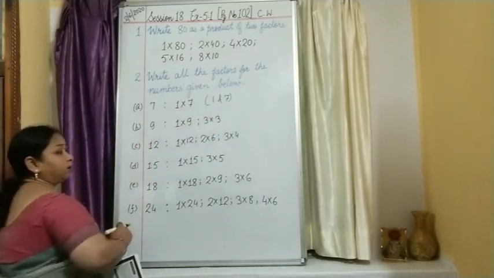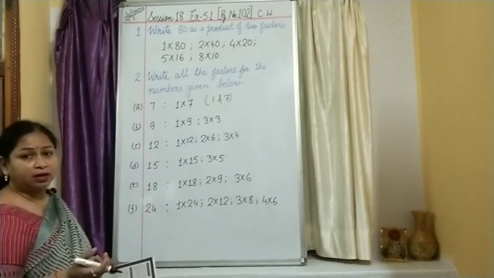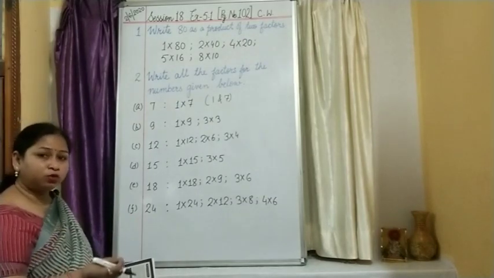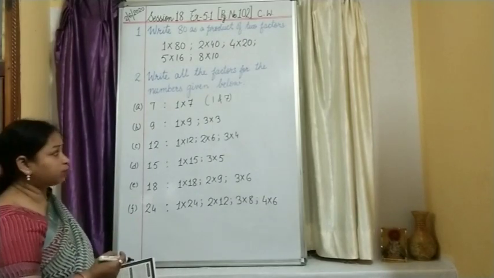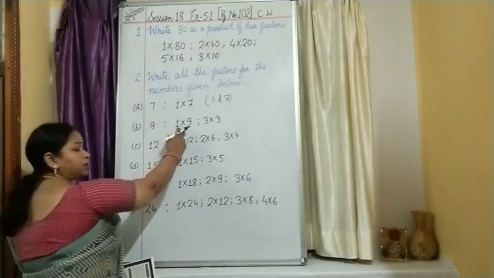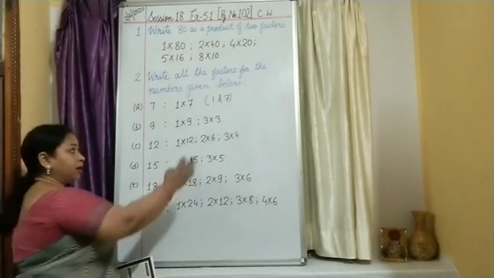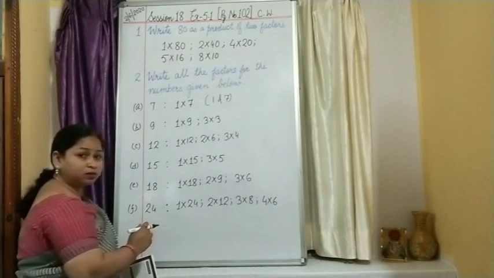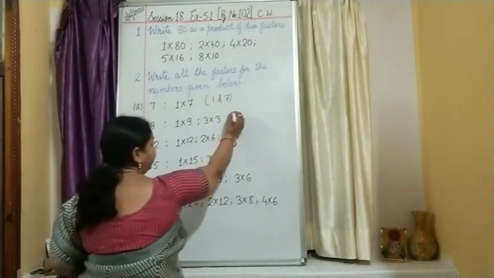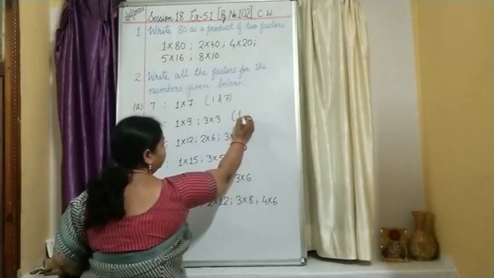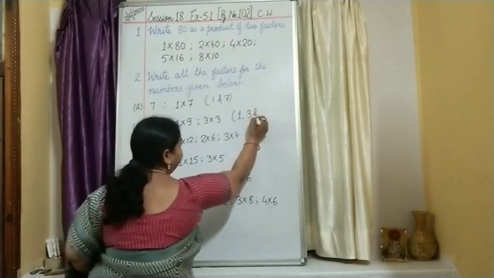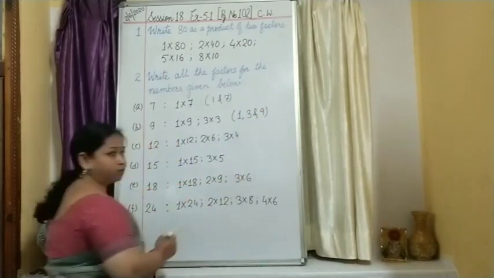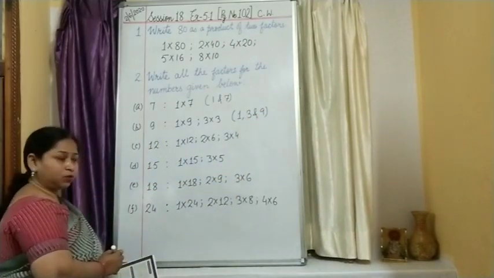Now 9, so when do you get 9? Which number are you supposed to multiply so that you get 9 as a product? 1 multiplied by 9 is 9, again 3 multiplied by 3 is 9. So what are the factors, children? 1, 3 and 9, right.